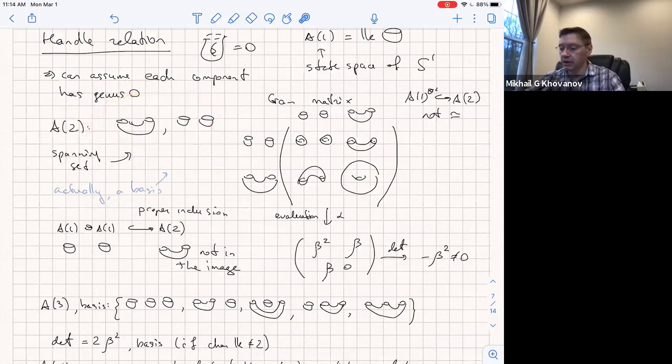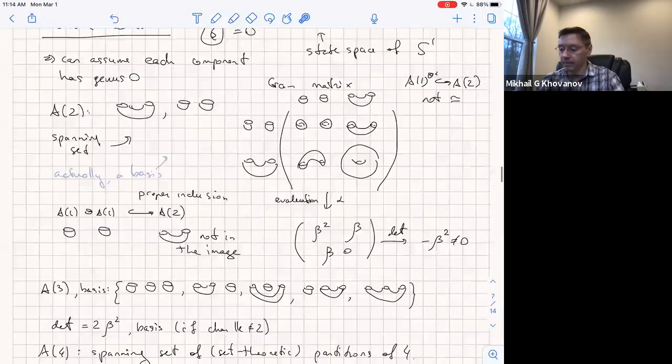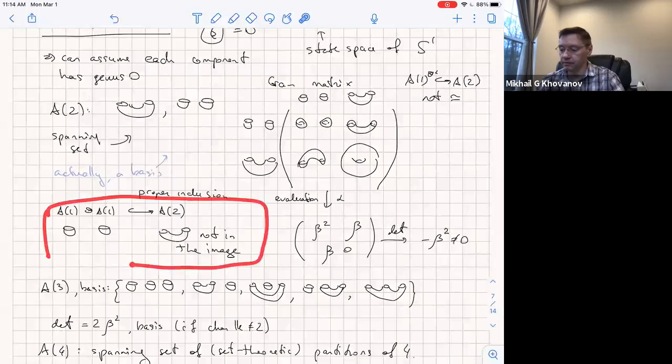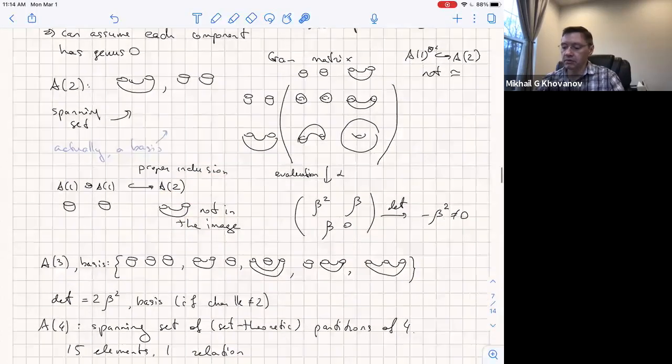That's the basis. And we also see that the inclusion from A1 squared into A2 is not an isomorphism. This inclusion misses this vector. So it's an inclusion of a one-dimensional space into a two-dimensional space. So this example is not a TQFT. This is not in the image. So you can play with this.